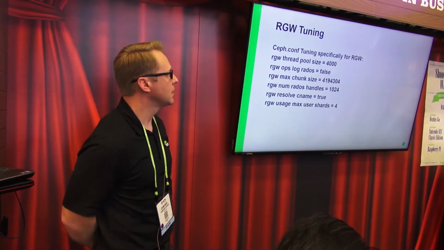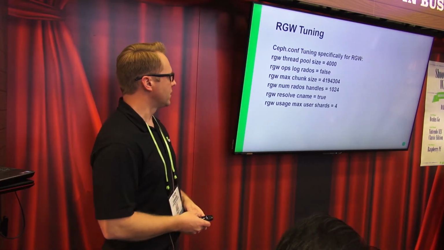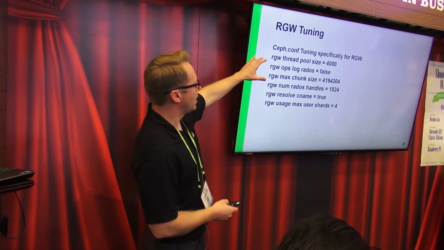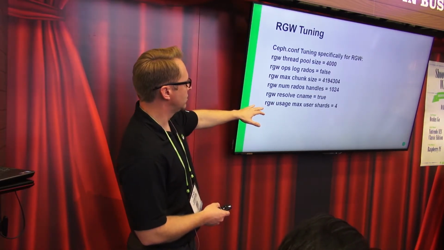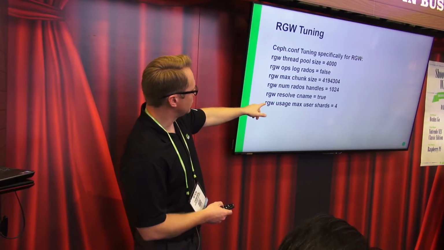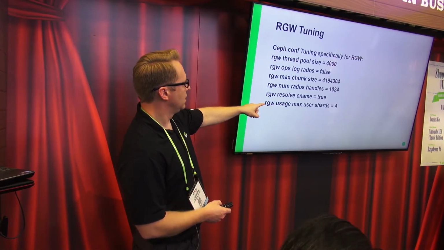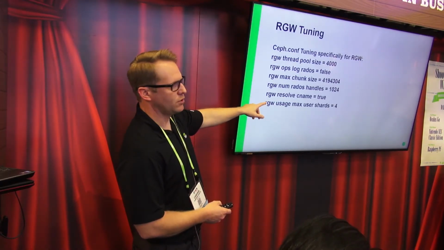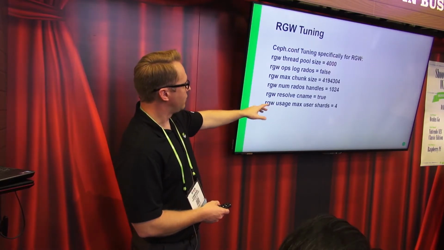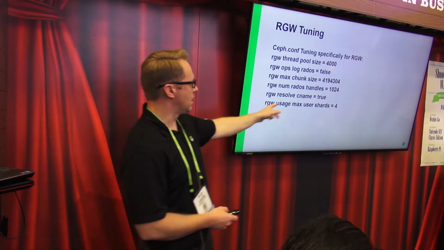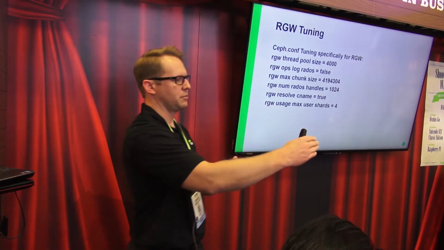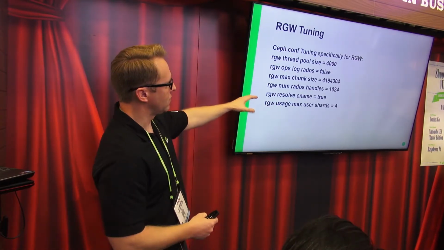Rados gateway tuning. So take a look at a few things. The thread pool size and the usage max user shards. I didn't play around with this one too much, but I did notice that going between the values of 2 and 4, 4 is kind of a sweet spot. 2 didn't really do a whole lot, but going beyond 4 really caused the performance to degrade with the Rados gateway.